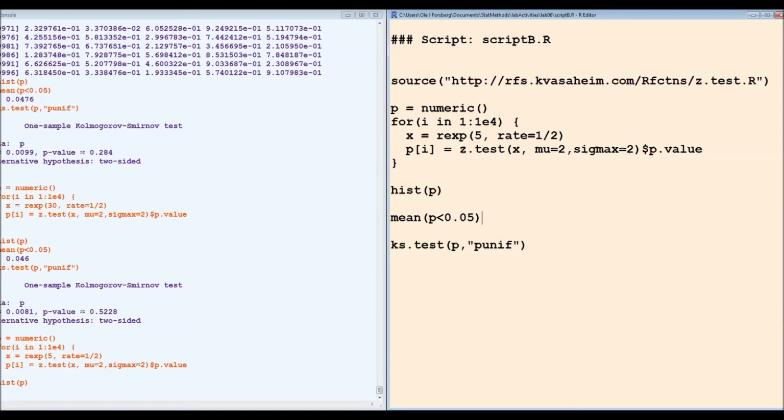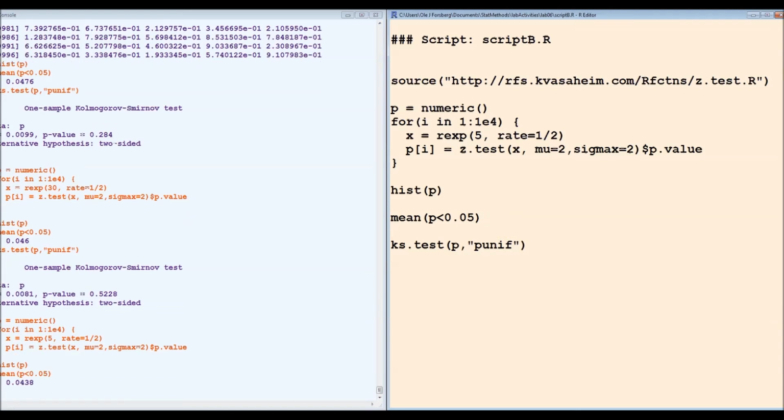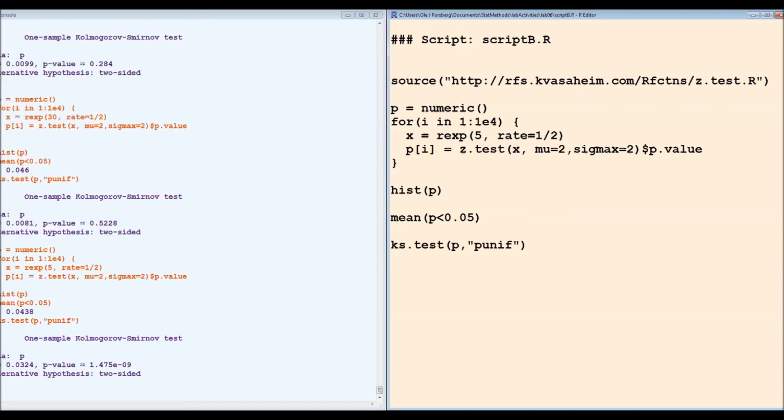Let's see what that rejection rate is. 0.0438. Round that to 2. That's 0.04. So it's not horrible. We're rejecting too rarely, but it's still not 0.05. And the Kolmogorov-Smirnov test says, no, it's not uniformly distributed.